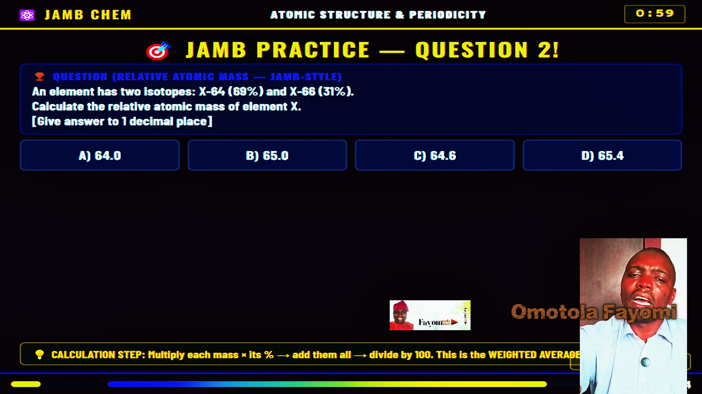Use the formula Ar equals mass times abundance, added, then divided by 100. Answer in the comment section.